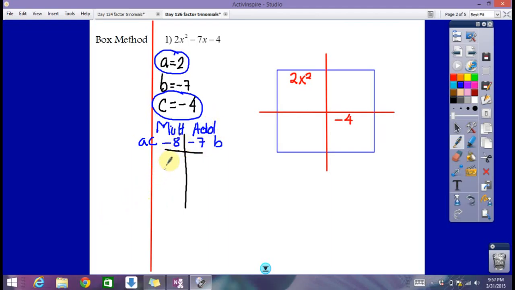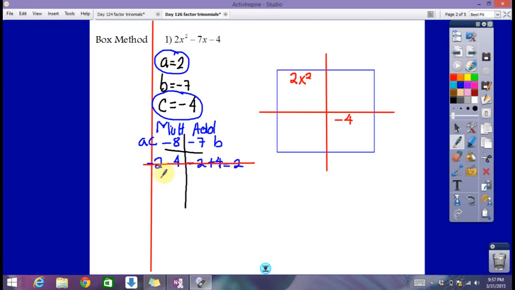To get negative 8, for example, it can be 2 times 4, and one of them has to be negative, so let's make the 2 negative. Negative 2 times 4 is negative 8. And negative 2 plus 4 is positive 2. So this will not work. We have to look for another combination.